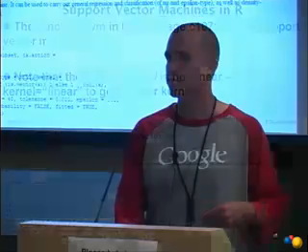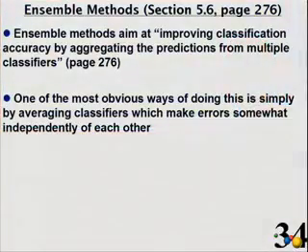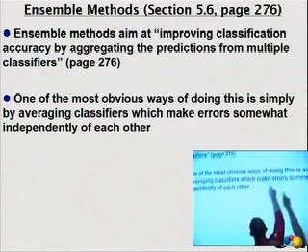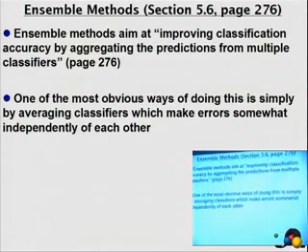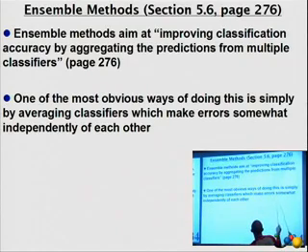All right, so the last thing in Chapter 5 is to talk about ensemble methods. This is Section 5.6. Now, ensemble methods is a pretty big umbrella, but in general, your book describes these methods as improving classification accuracy by aggregating the predictions from multiple classifiers. So the most obvious way to do this is simply averaging a large collection of classifiers. And if these make errors somewhat independently of each other, and we take the majority vote, we can do quite well. So for example, let me just motivate this.